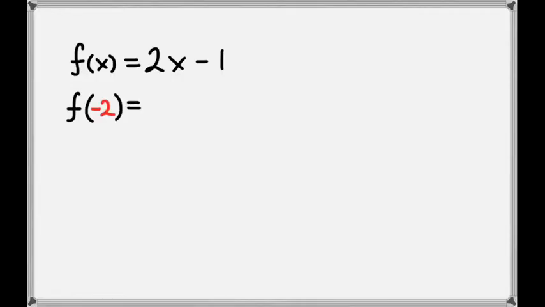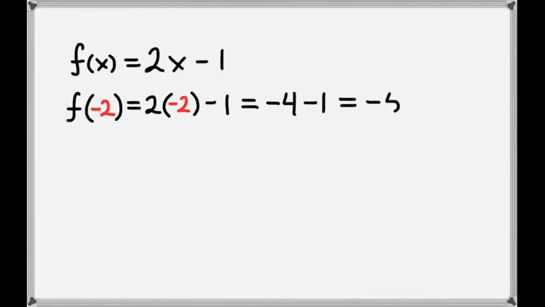Now just like we've done before, we're going to plug in negative 2 for x in our function, and then we need to evaluate that. So we'll have 2 times negative 2, which is negative 4, minus 1, so we have negative 5. So f of negative 2 is negative 5.